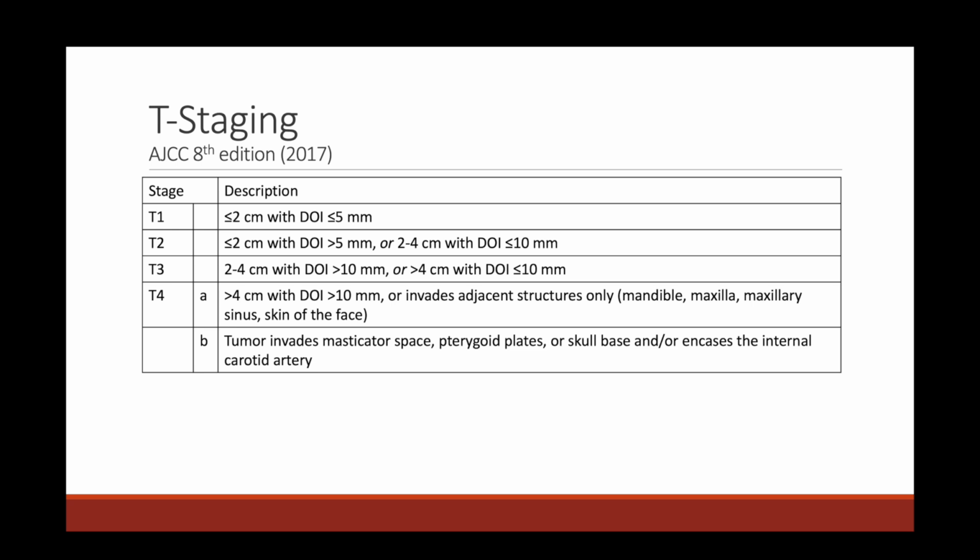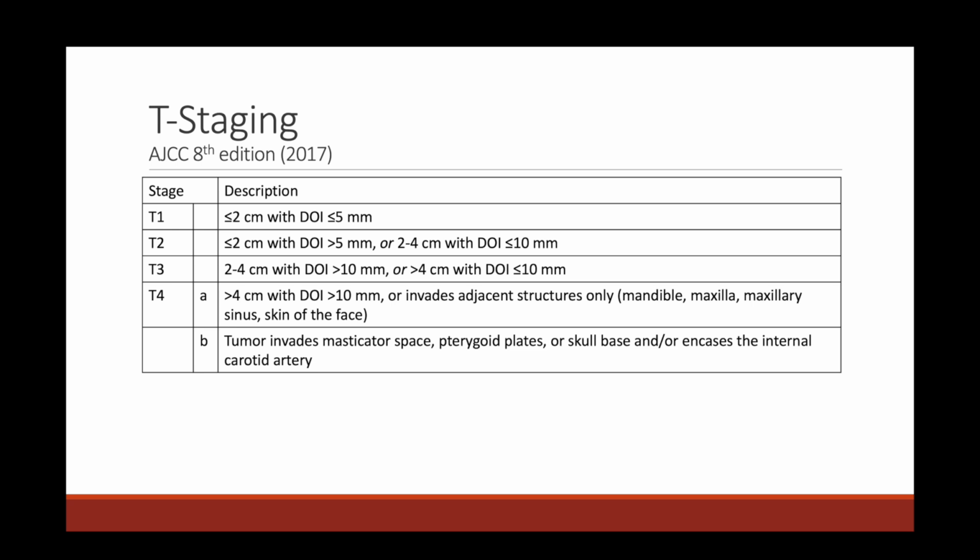T4A is anything greater than 4 centimeters with a depth of invasion that's greater than 10 millimeters, or anything that is invading adjacent structures. So that includes the mandible, the maxilla, the maxillary sinus, and the skin of face. So think adjacent structures that are just next to areas of the oral cavity. So the mandible and the maxilla are right underneath your gums, the maxillary sinus is right above the roof of your mouth, and obviously the skin of your face is right outside of the oral cavity. So anything that's adjacent to the oral cavity is T4A.